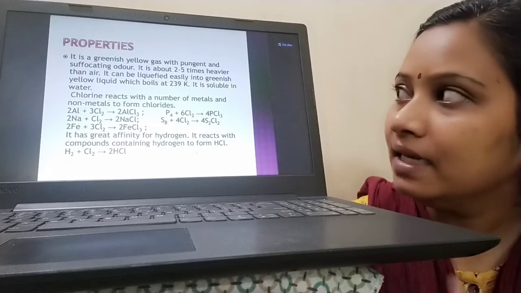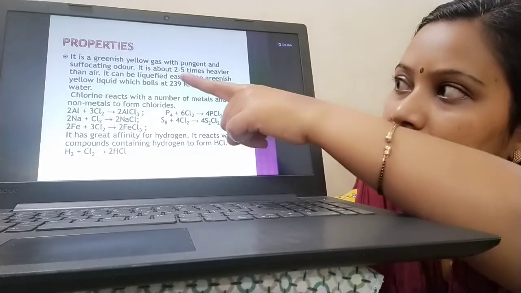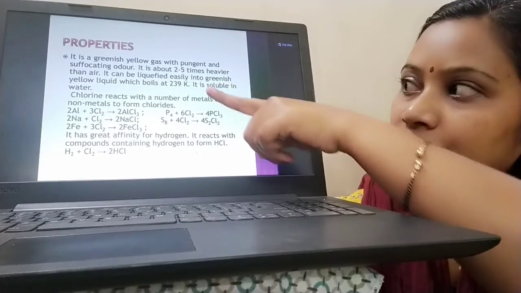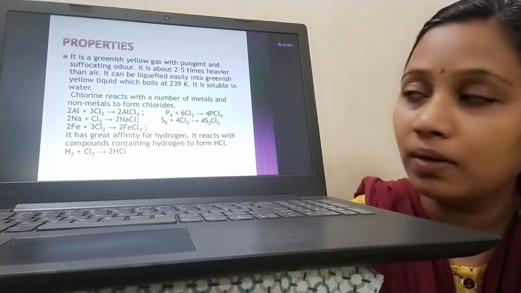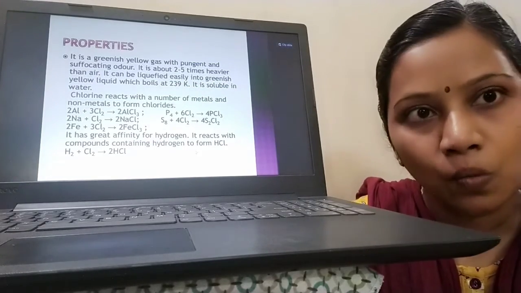You can easily liquefy it because you are getting a greenish yellow gas which boils at 239 Kelvin, and it can be easily liquefied into a greenish yellow colored liquid. It is soluble in water.